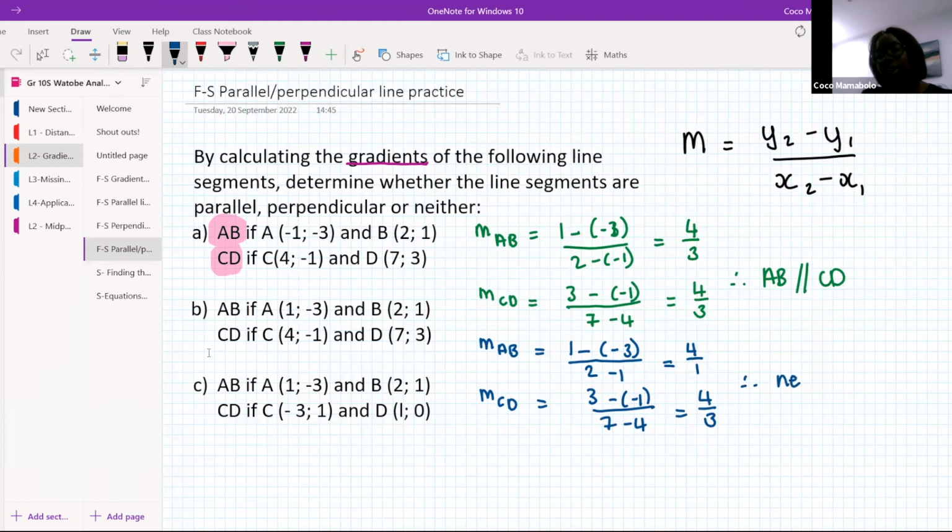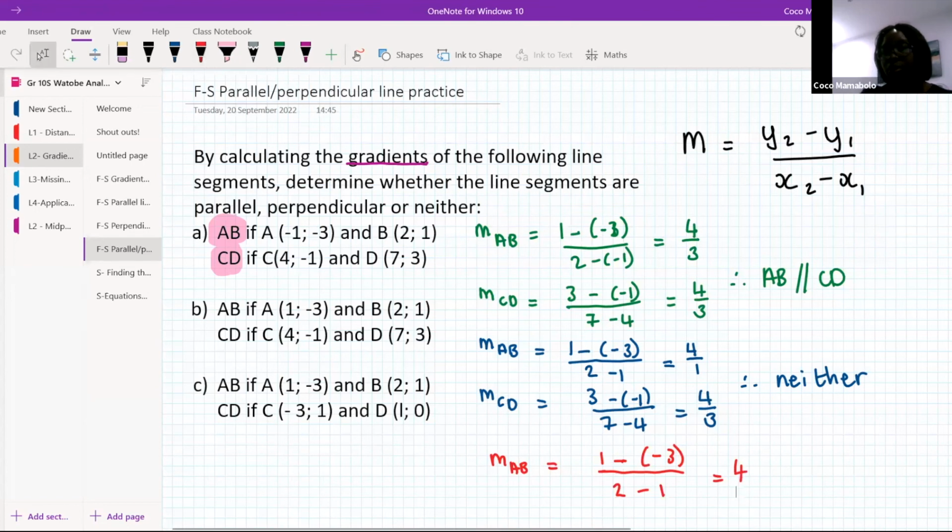Therefore, neither. I agree with you guys. Agreed. Okay, and let's look at C. Gradient of AB is equal to 1 minus -3 over 2 minus 1, which is equal to 4.